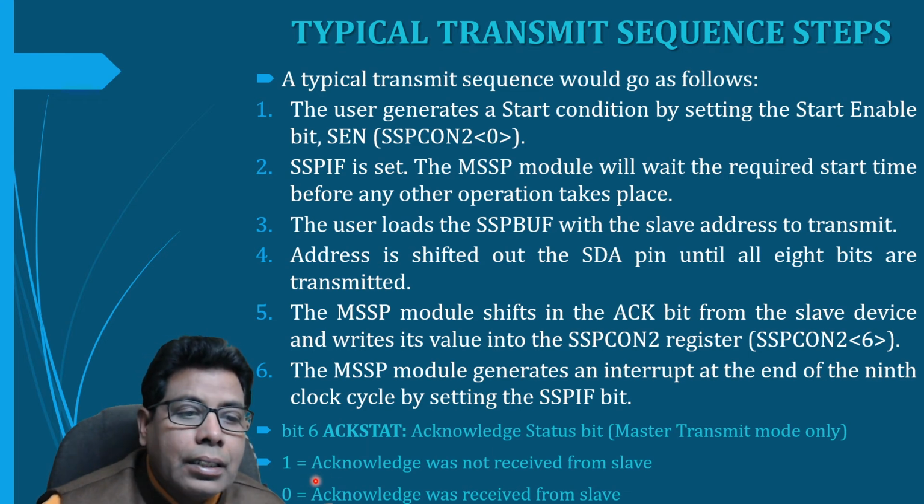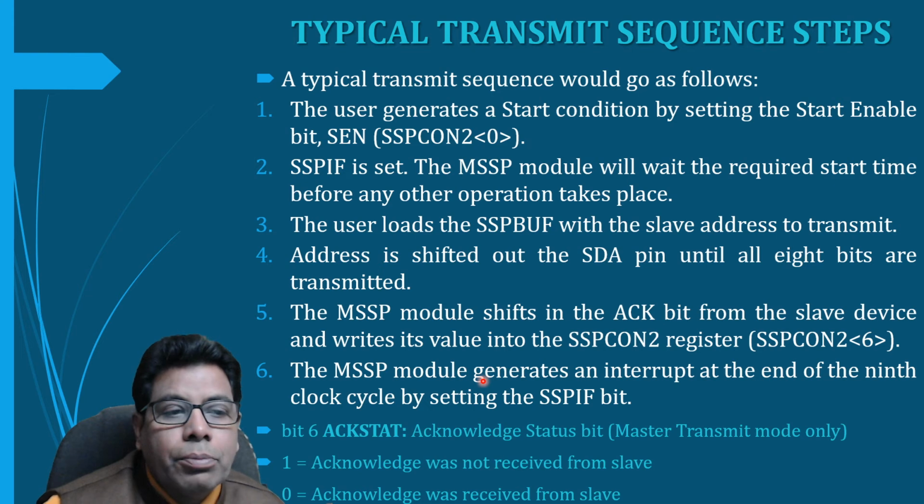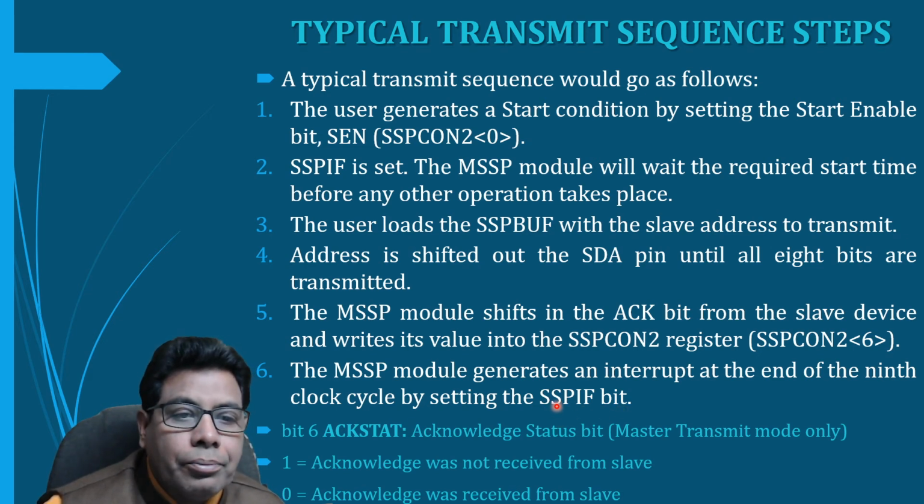And if it is 1, that means acknowledge was not received from the slave. And if it is 0, acknowledge was received from the slave. And depending on this bit, the MSSP module generates an interrupt at the end of the 9th clock cycle by setting the SSPIF bit, that is the synchronous serial port interrupt flag.